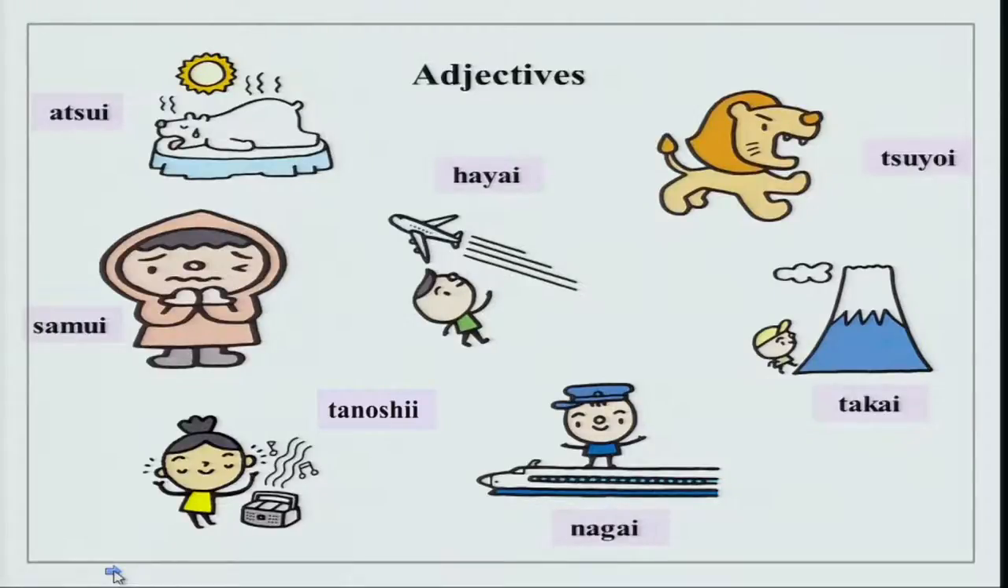So you have so many new adjectives over here. You could repeat after me once. Atsui, samui, tanoshii, hayai, nagai, tsuyoi, takai. So well, please say it out aloud.